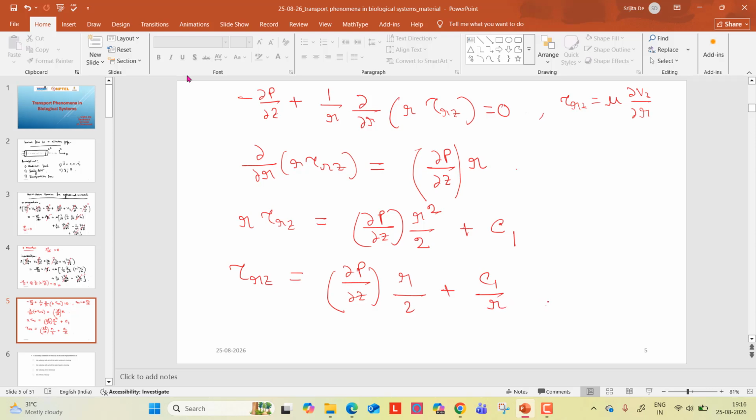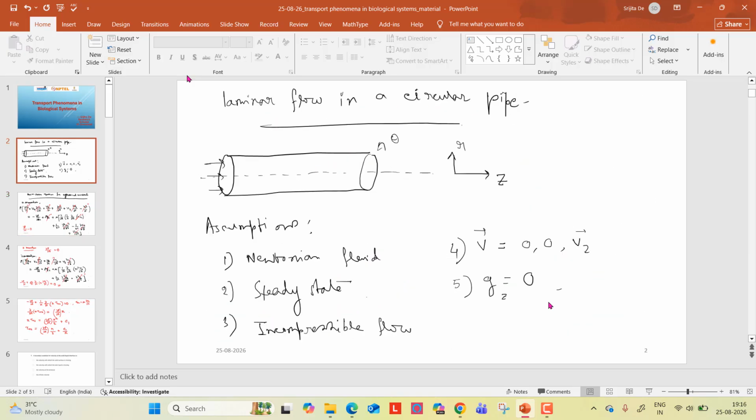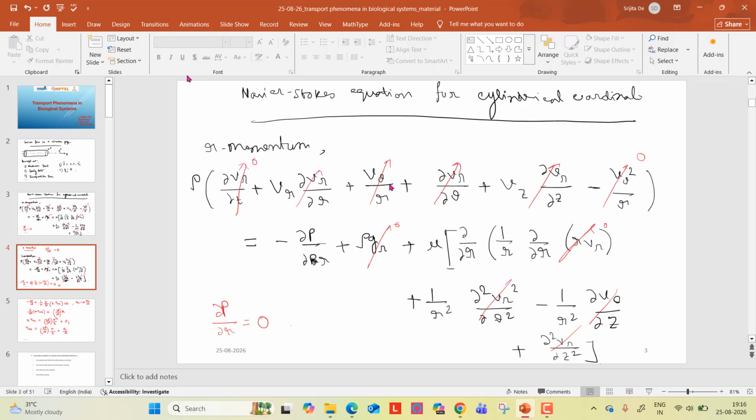Now, if we apply the boundary conditions. So, what is the boundary condition? We can apply that at r equals to 0. That means at the center of the pipe, right? At the center of the pipe, the velocity we know has to be highest, and the shear stress has to be lowest.